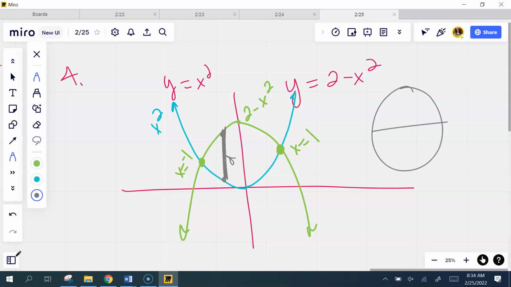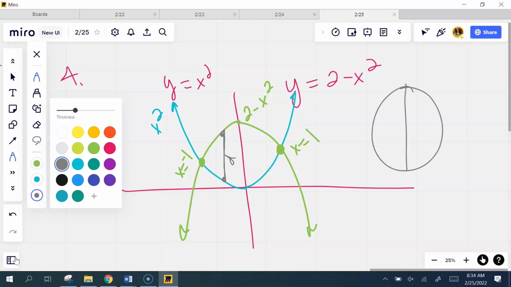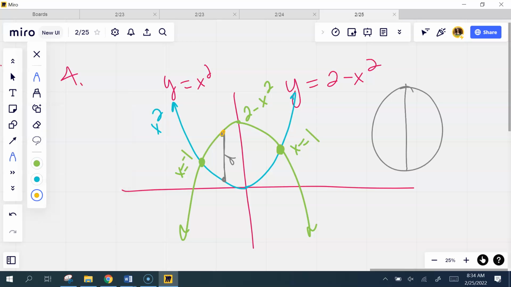Not area yet. I'm just looking at the length. So this length right here. You've got two different functions. Let me ask you this. What is the distance from here to the x-axis? If I went down to here, what's that distance? The y value. It's 2 minus x squared, and you're exactly right. Now you're thinking. This is 2 minus x squared.